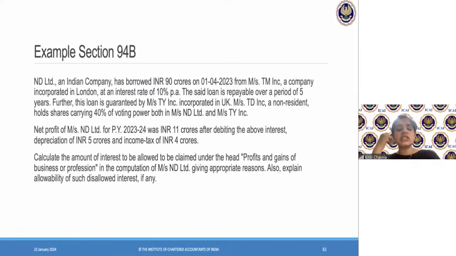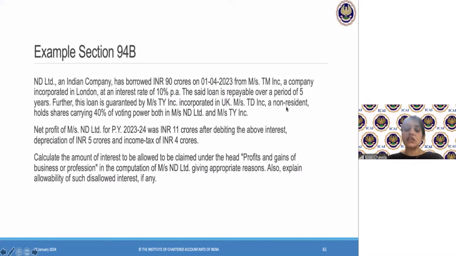Okay, so the question says that there is someone called ND Limited. It's an Indian company. It has borrowed 90 crores from TM, a company which is incorporated in London, at the rate of 10%. So the Indian company has taken a loan of 90 crores from another company, and they have to give a rate of interest at 10%. The Indian company says that I'm going to repay it over 5 years. And this particular loan is guaranteed by TY, which is incorporated in UK.